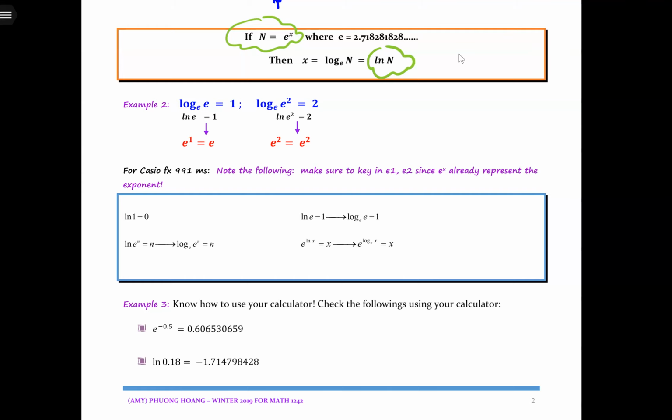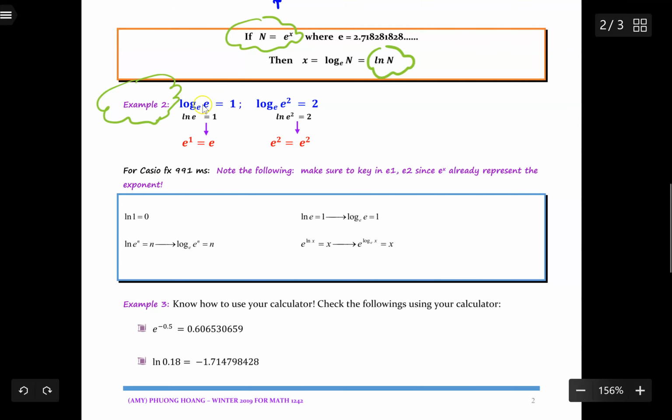The most important part here is to learn how to key this into your calculator. The base is e, but you don't have to worry about the base e because it's represented by the ln key on your calculator. All you have to worry about now is how to put in the argument as e. I will show everyone how to do that in a minute.